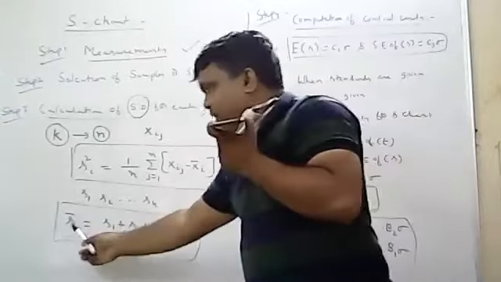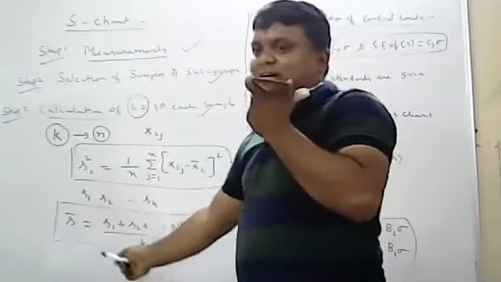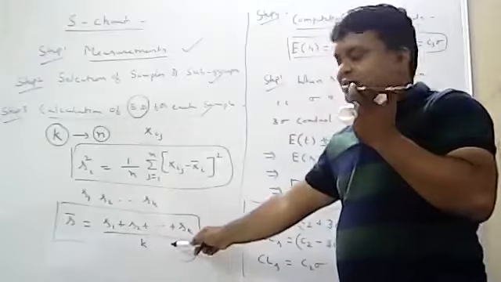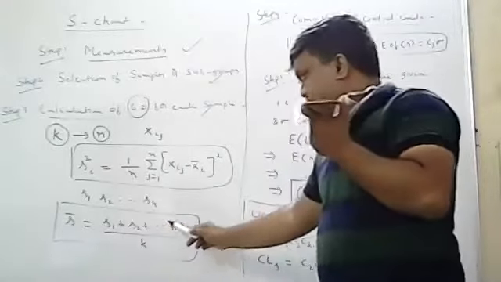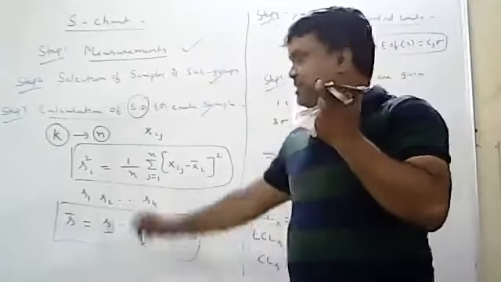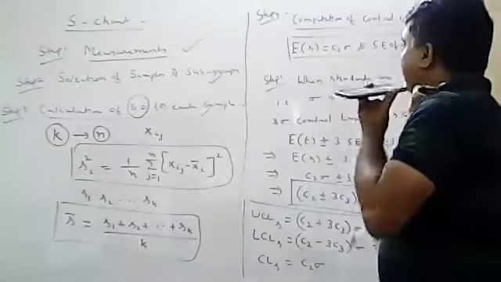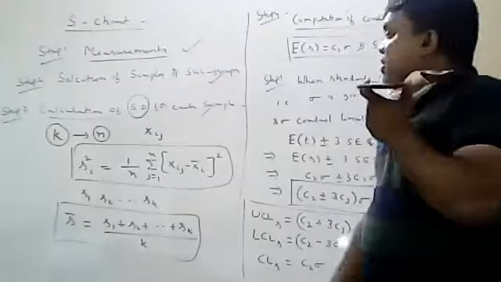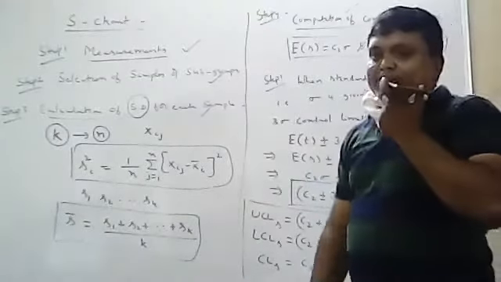Okay. After that, you have to calculate the mean of the standard deviations. What is the formula for the mean of the standard deviation? The sum of the standard deviations divided by the number of standard deviations. That means (S1 plus S2 plus so on Sk) by k. So this is step number 3. Step number 4 is computation of control limits.